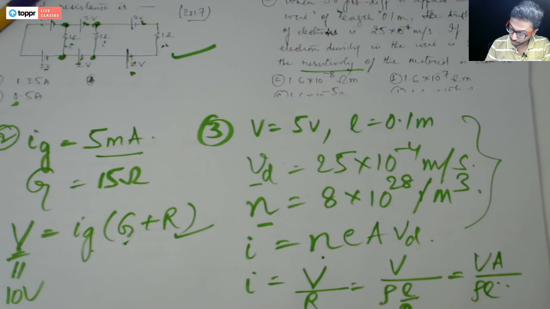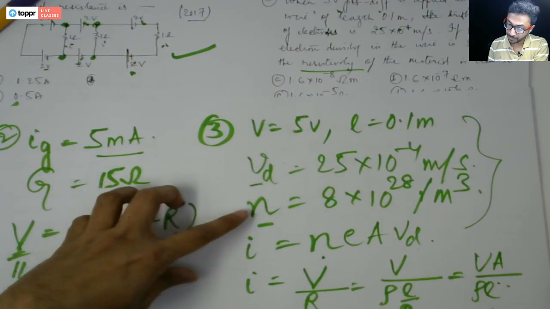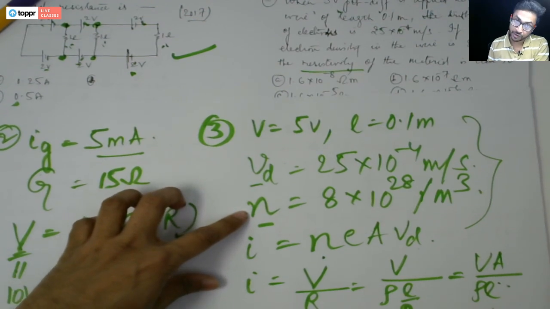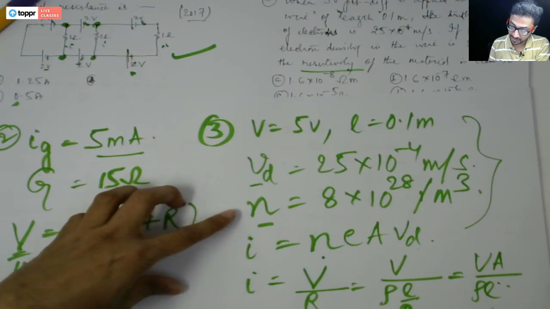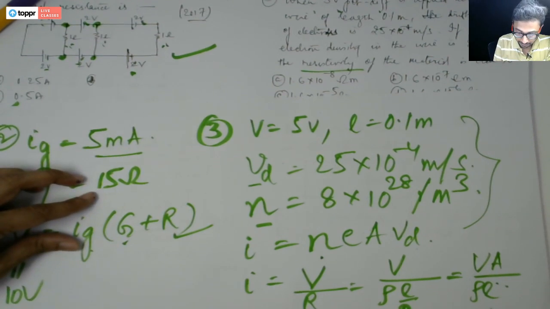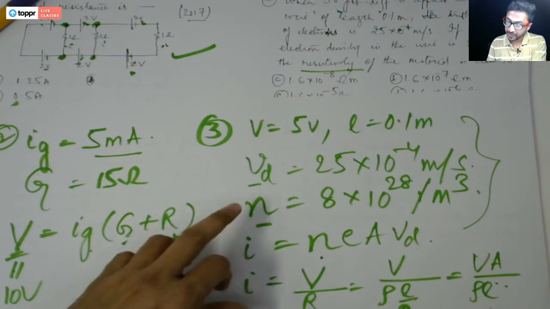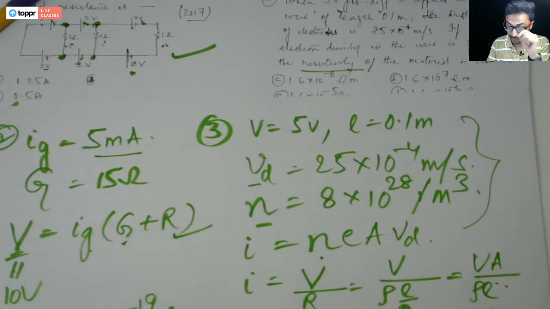Rho is the unknown, so if it goes this side, rho equals V divided by N E Vd into L. N is the electron density, it is given in the problem. E is the charge of the electron, 1.6 into 10 to the power minus 19 coulomb. Vd is given, L is given. So you can very well find out the resistivity.